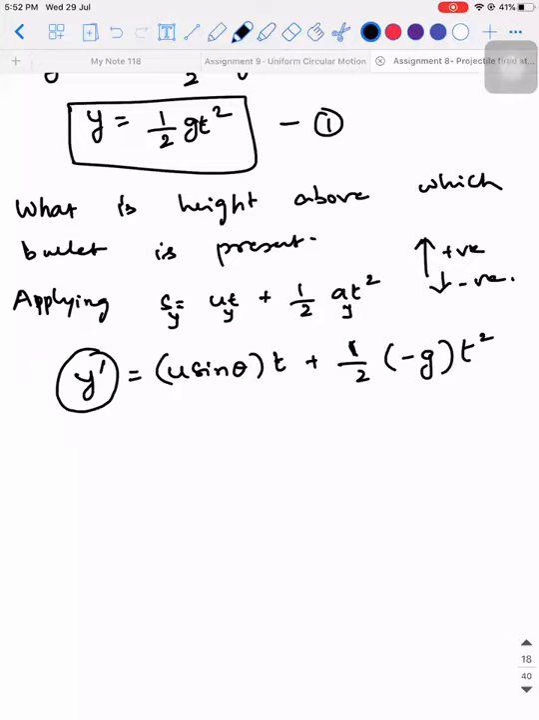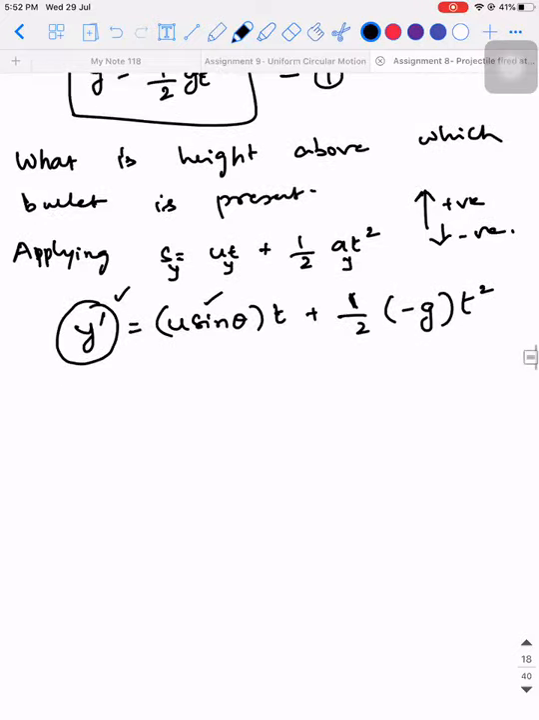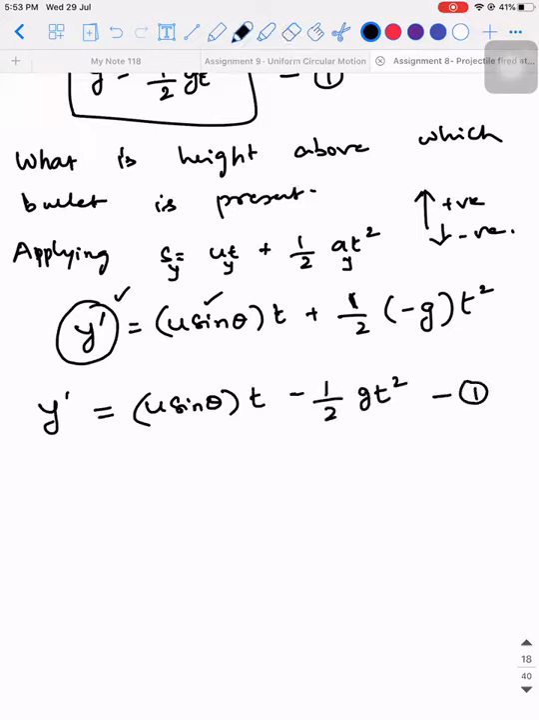I thought you'll ask me. I should have written this as y dash, and u sin theta as minus u sin theta. Then g would have been positive. Are you guys able to understand? Is that concept clear? Yes. So y dash will be equal to u sin theta into t minus half gt square. Let this be equation number 2. Is this clear till this step?